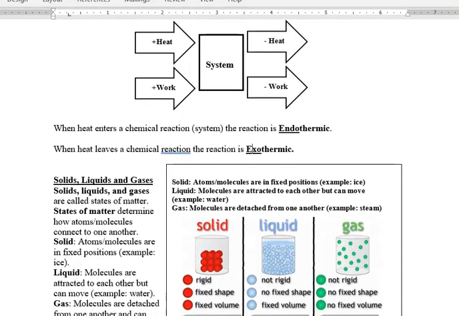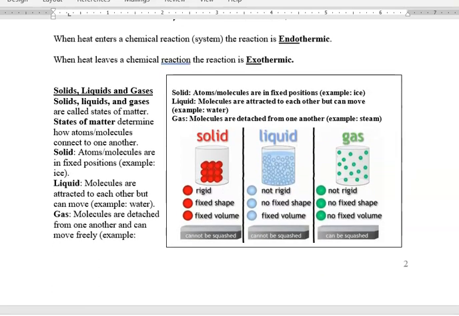So when heat enters a chemical reaction, it is called endothermic. That's easy to remember. Just remember endothermic. It's going in. And when heat leaves a chemical reaction, it's called exothermic, like an exit sign above a door. It means that's where you go out.